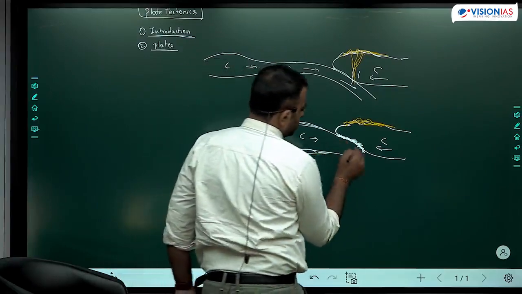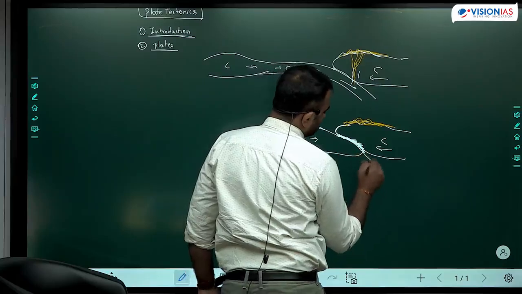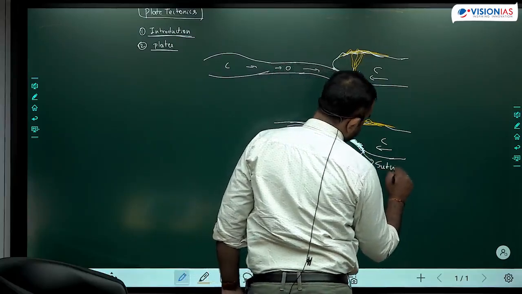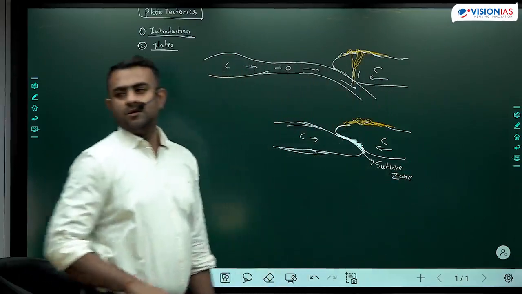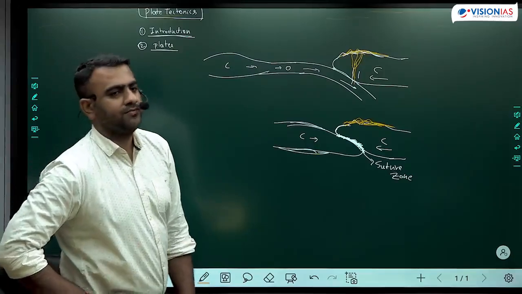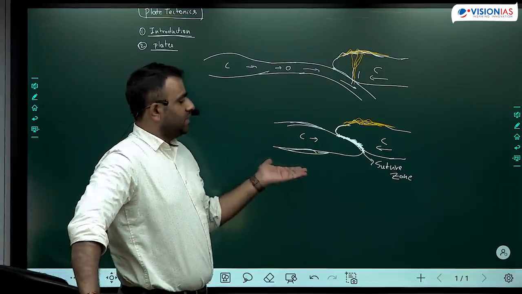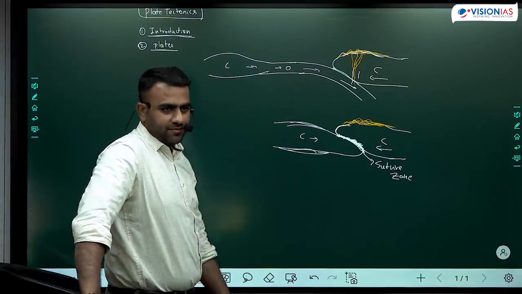It creates a zone where both the continents have got stitched together, which is called a suture zone. Suture zone is created now. What happened to the oceanic plate? Everything is gone. Everything is subducted.